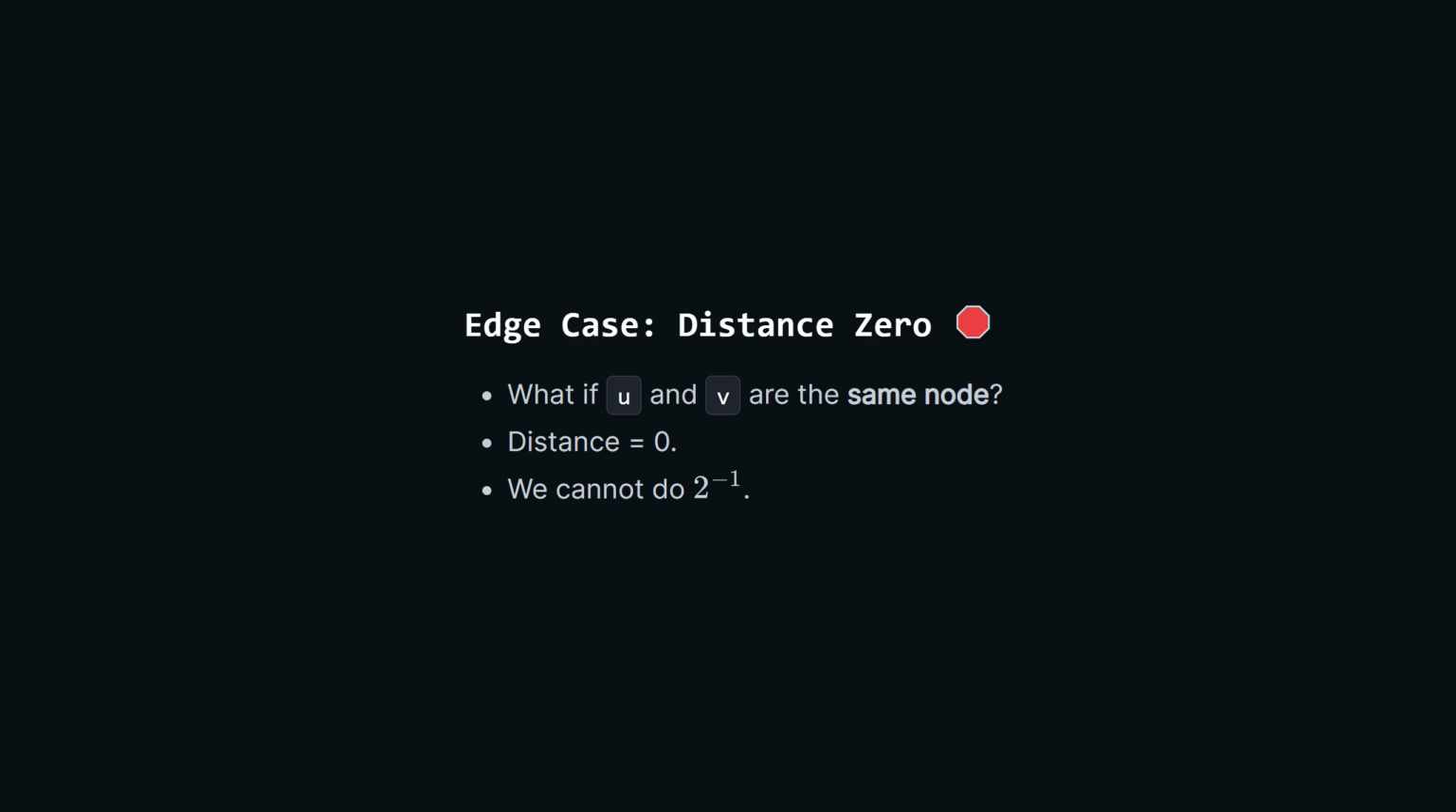Notice how we handled a specific edge case. If the start and end nodes are the same, the path length is 0. You can't have an odd sum with 0 edges, so the answer is just 0. We check for this to avoid negative indexes.